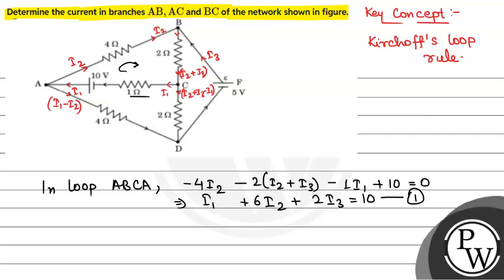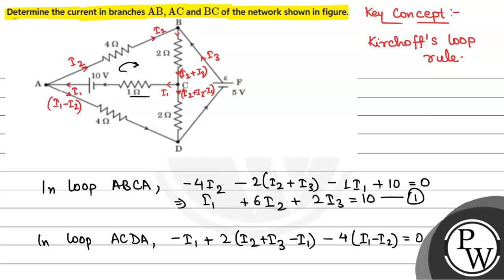अब हम देखेंगे इन लूप ACDA. ACDA लूप में हम देखेंगे, so we will have minus I1 plus 2 into (I2 plus I3 minus I1) minus 4 into (I1 minus I2) that is equal to -10, ठीक है. सो यहाँ से हमारे पास होगा -7I1 प्लस 6I2 प्लस 2I3, ये होगा -10 के इक्वल. This is equation 2.